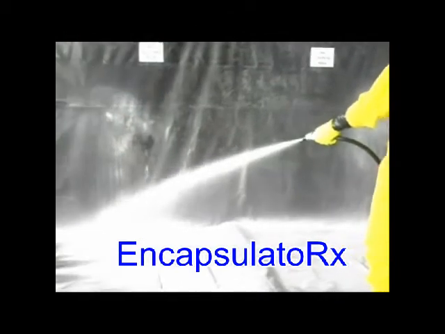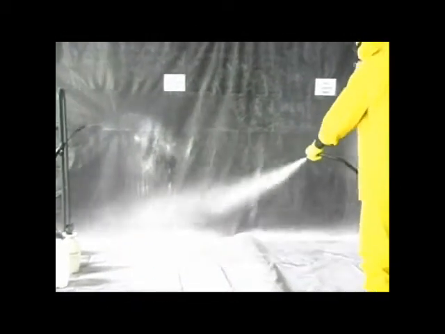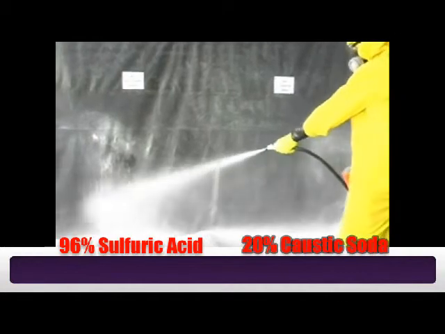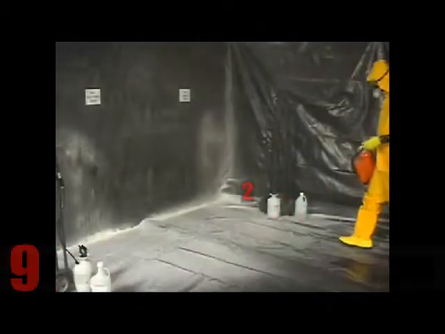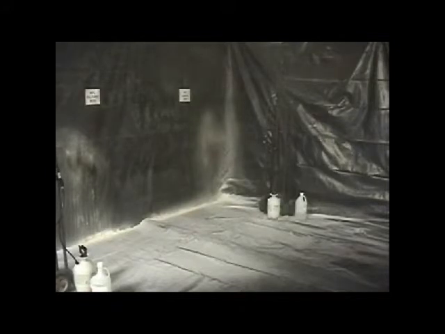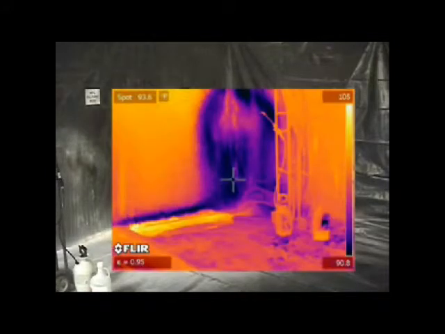This demonstration shows that the encapsulator product can effectively be sprayed on 96% sulfuric acid and on 20% caustic soda. The thermal images of the caustic soda show less exothermic action. The spot temperature is 93.6 degrees Fahrenheit, and the temperature range goes from a low of 90.8 to a high of 105 degrees Fahrenheit. The black plastic around the leak and the spill shows a temperature around 100 degrees Fahrenheit. The ambient room temperature at the time of filming was 100 degrees Fahrenheit.